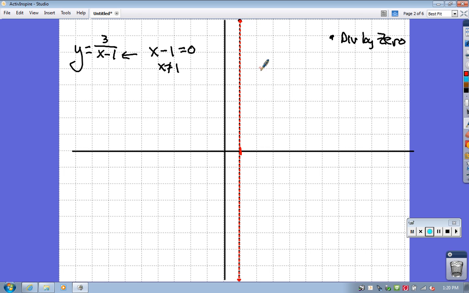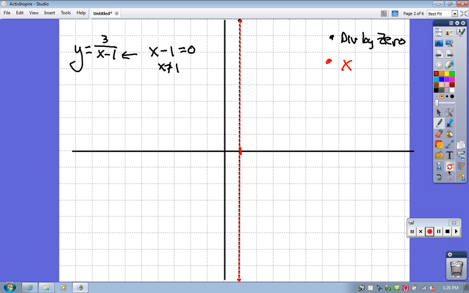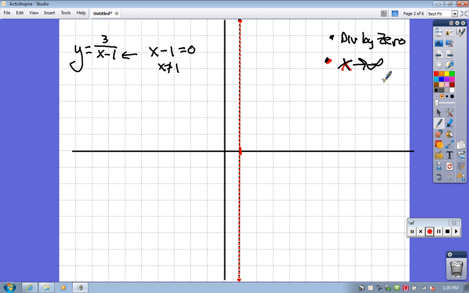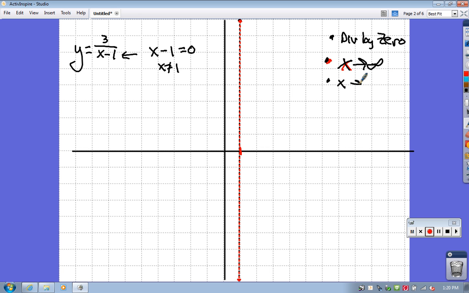So I know it's either going to come up towards it this way, or maybe it'll come towards it this way, something like that. All right, my next question is, what happens as x gets big positively, as x tends towards infinity, and also what happens as x gets big negatively, as x tends towards negative infinity?